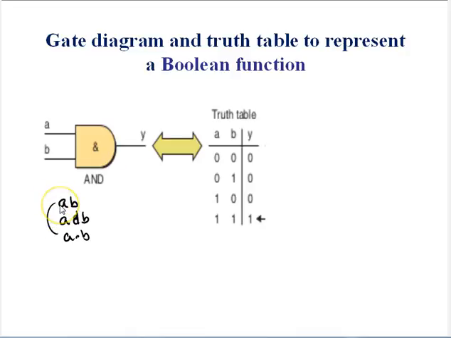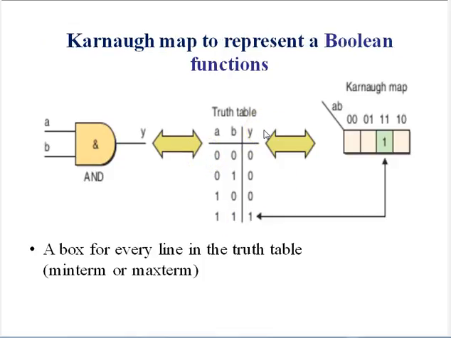These are the two forms we typically use in class. We can represent that as its gate. We know that this truth table is what represents that AND gate or AND function. And now we're also introducing a Karnaugh map.